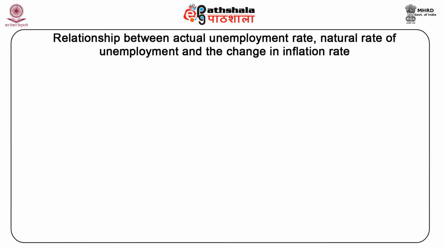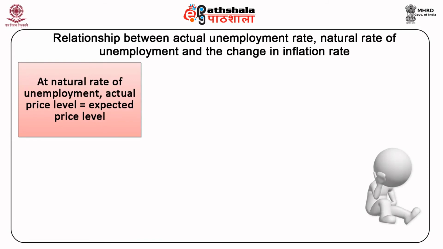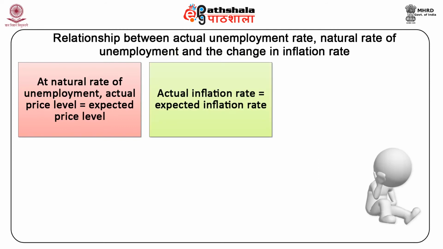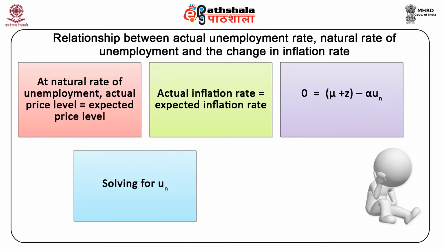Next, we will study the relationship between the actual unemployment rate, the natural rate of unemployment and the change in the inflation rate. At the natural rate of unemployment, the actual price level is equal to the expected price level. This implies the actual inflation rate is equal to the expected inflation rate. Thus, the equation becomes 0 is equal to mu plus z minus alpha un. Solving for un, we get un is equal to (mu plus z) upon alpha.